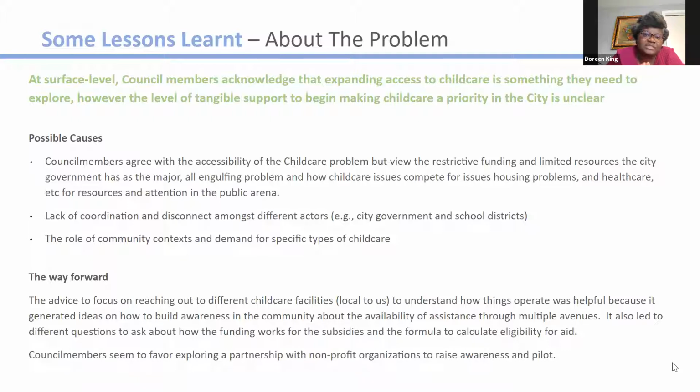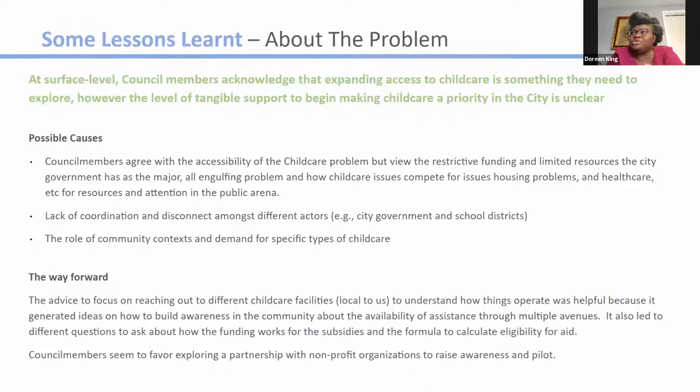But the issue is that the level of support varies depending on who you're talking to. Why is this a problem? Why does this support vary? First of all, we're looking at restrictive funding and limited resources that the city has. That's a big problem. It's a huge problem, but there are other huge problems. So it's competing with big issues like housing and healthcare and so on.